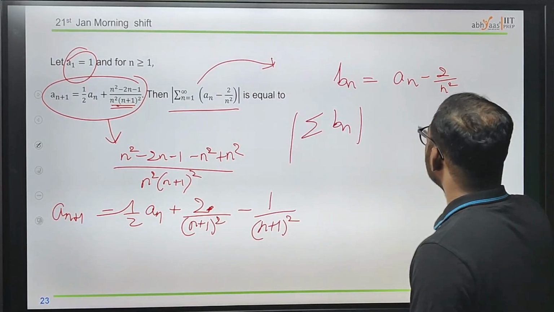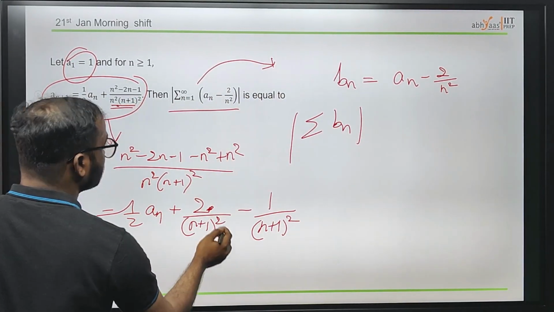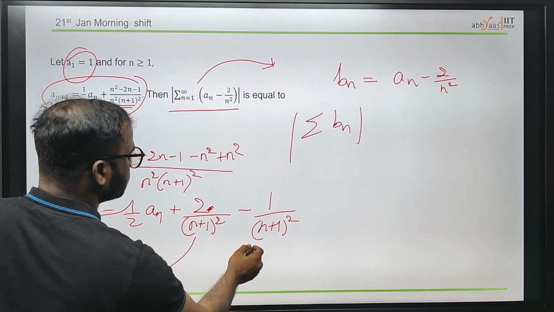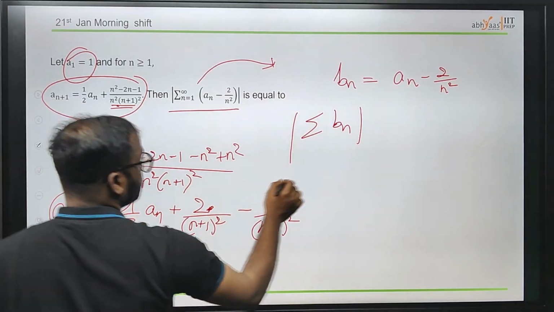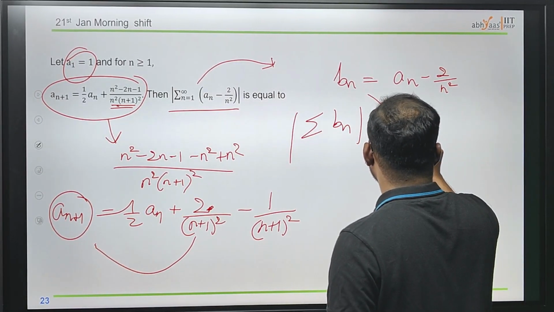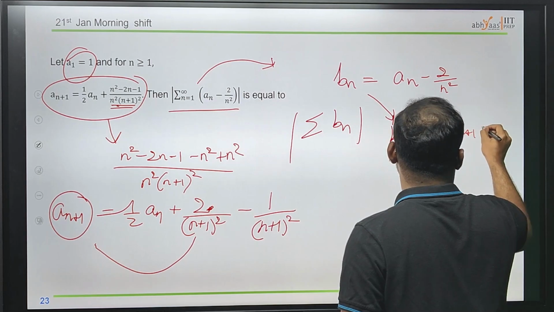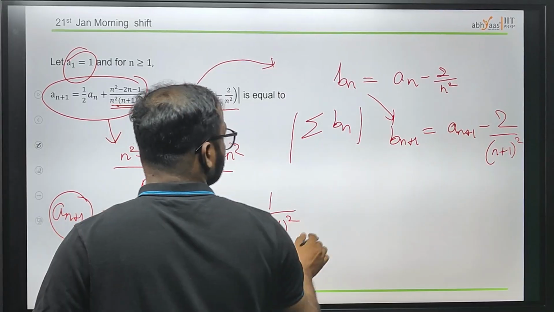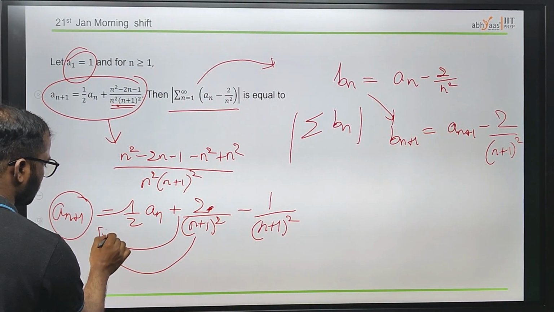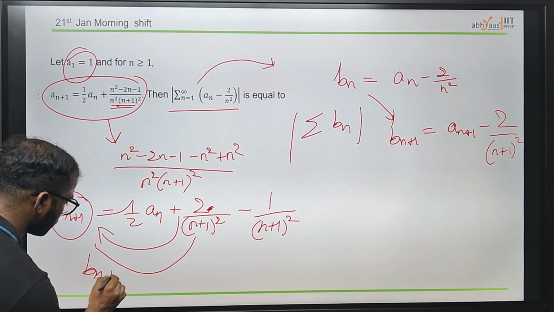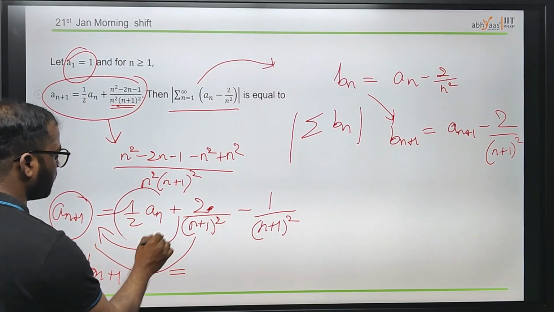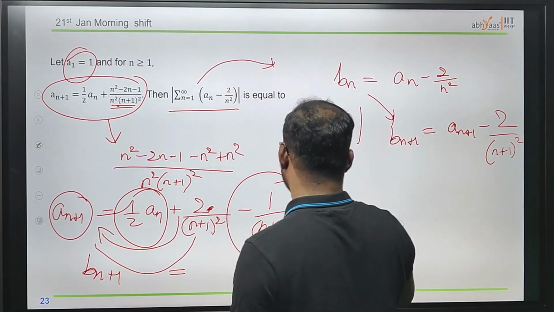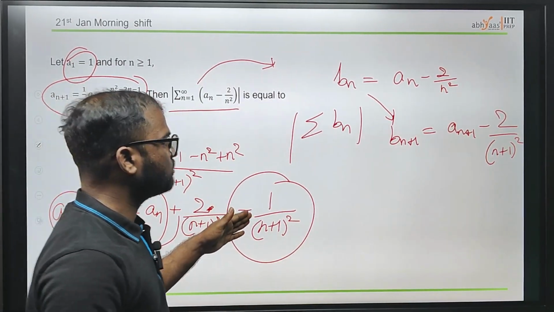Now observe this one. I hope you understood. Whatever we have as a n plus 1, through b n plus 1 you may get clarity. b n plus 1 is equal to a n plus 1 minus 2 by n plus 1 whole square. If you see here, that will be our b n plus 1, which is equal to half of a n minus 1 by n plus 1 whole square, which is what we have to find.